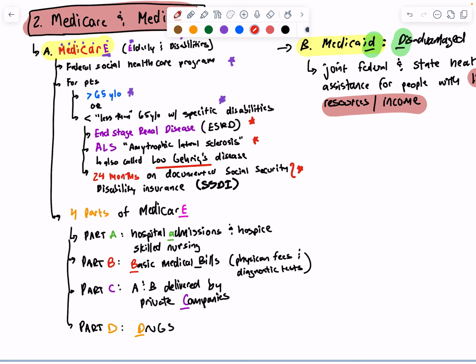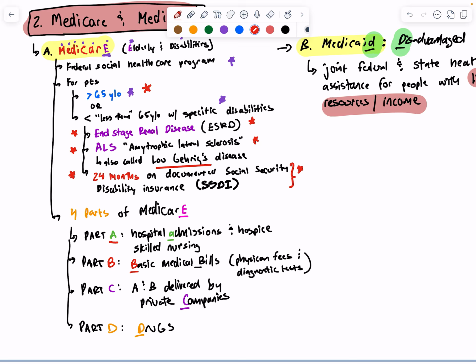All right, so a question might say, the person has documented disability with Social Security, or just history of documented disability. Then are they eligible for Medicare if they're not greater than 65 years old? And the answer could be yes. All right, but the 65 years old, and then we have end-stage renal disease, Lou Gehrig's disease, ALS, or documented history of disability.